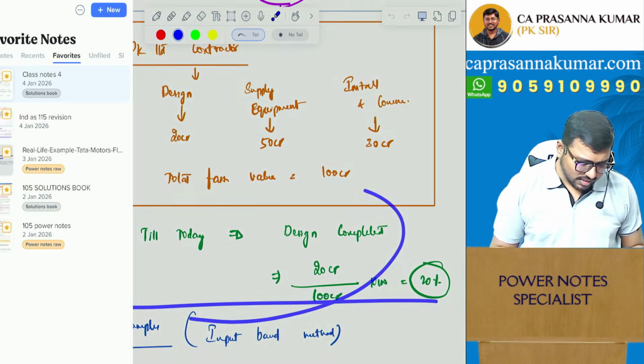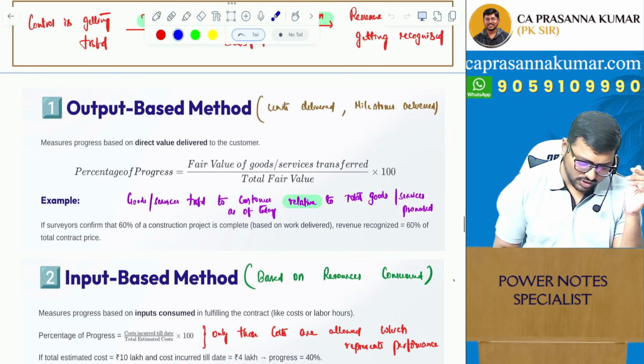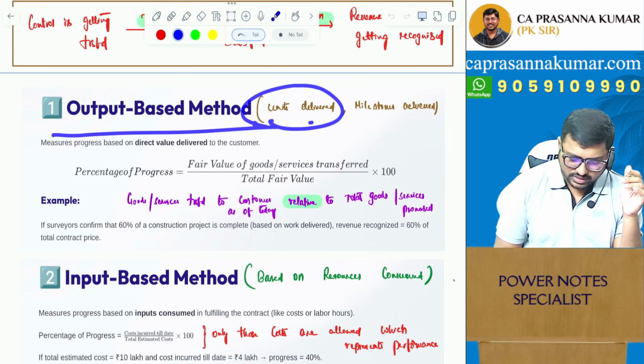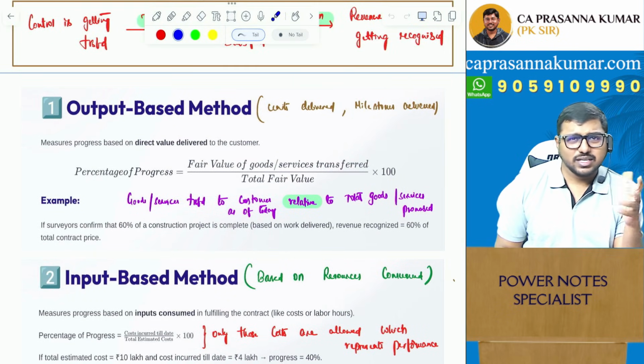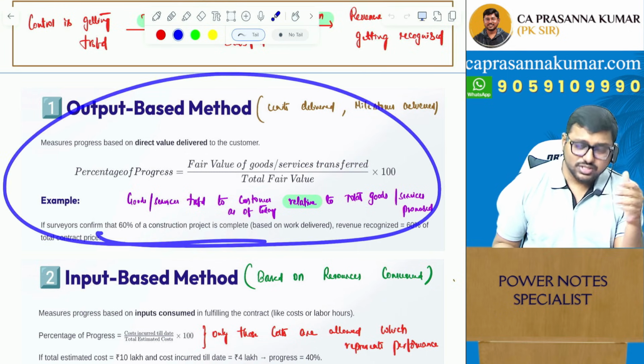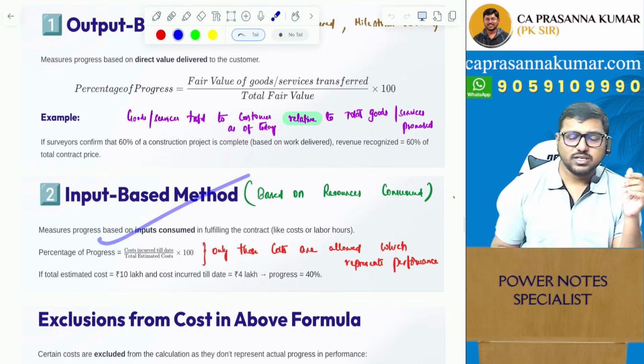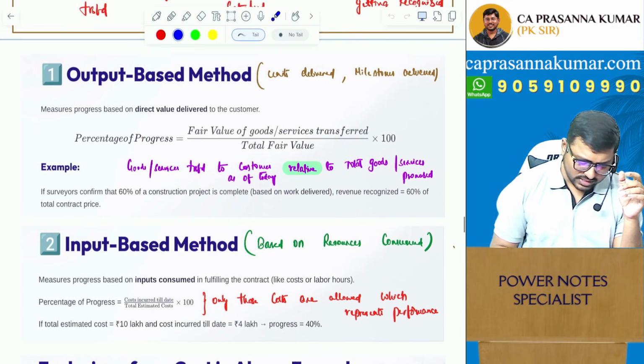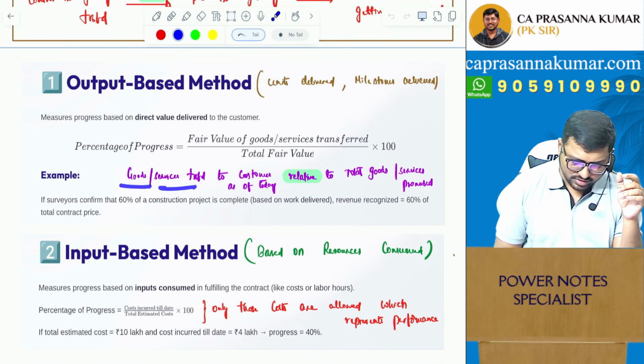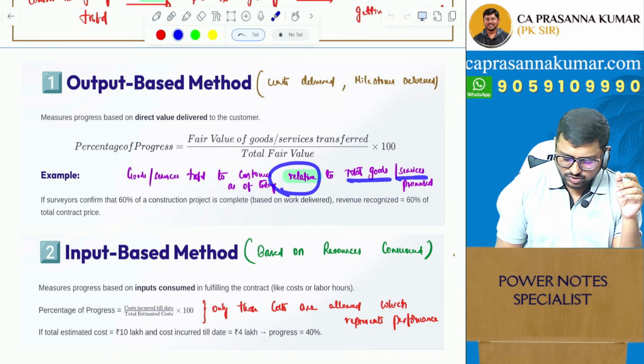So I gave you these examples only to understand the wording over here. What do you mean by output based method? It can be units delivered. It can be what? Milestones delivered. It can be anything. That's why the word used is output. Anyway, from problems perspective, this is not that important. Input based method is important for us. Right. One more sentence I've written here. Goods or services transferred to customer as of today relative to total goods or services promised.